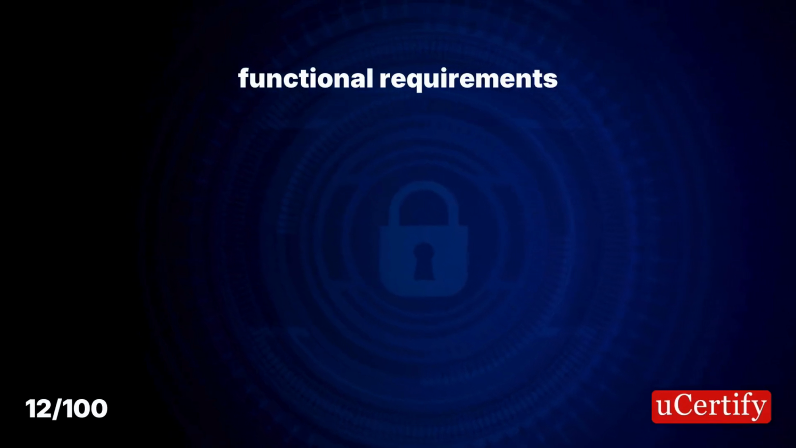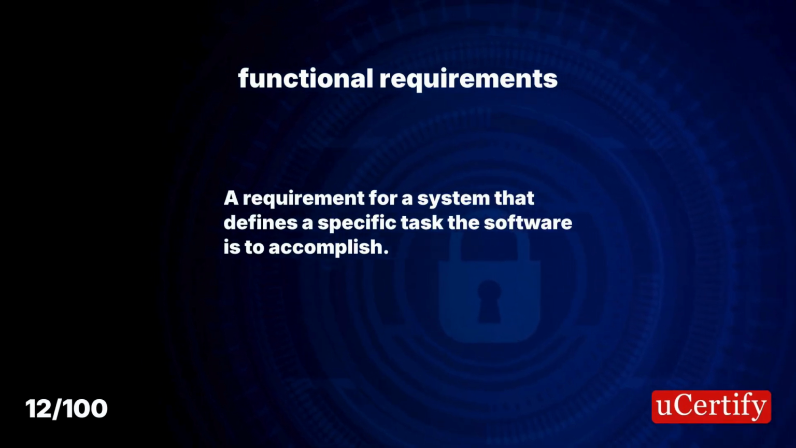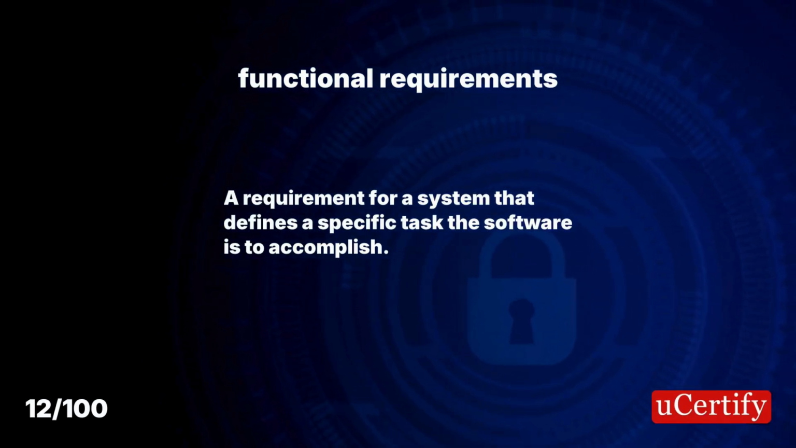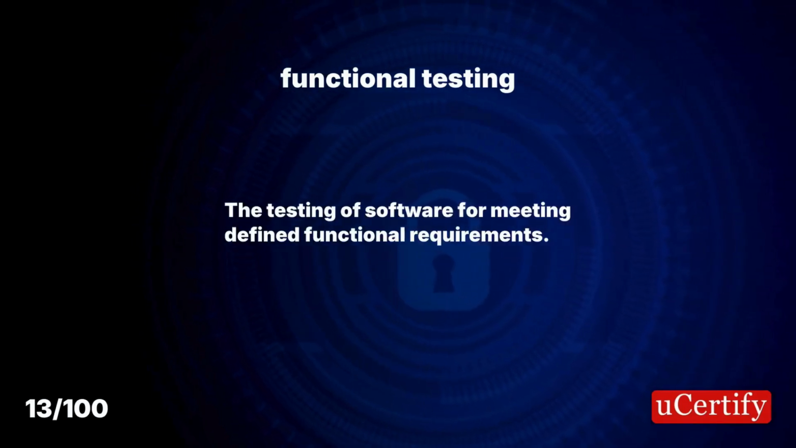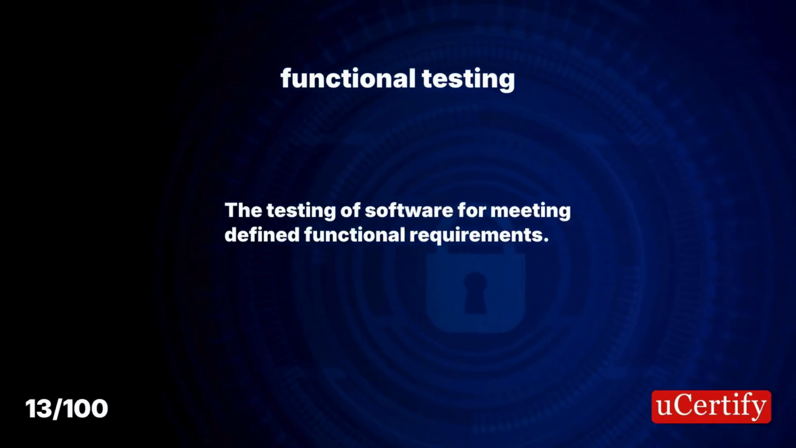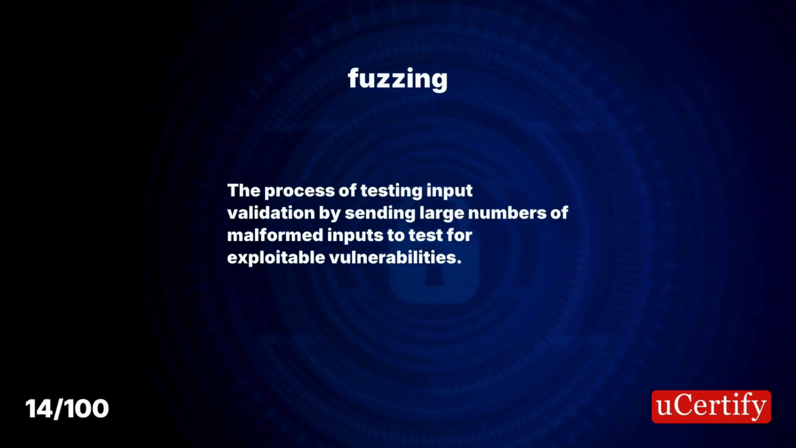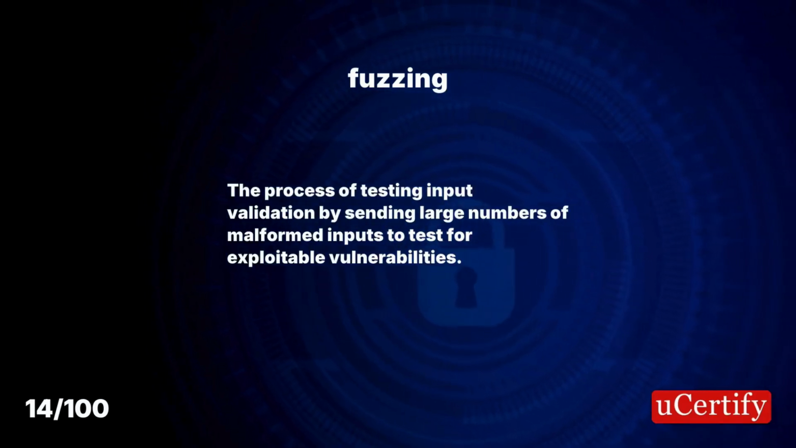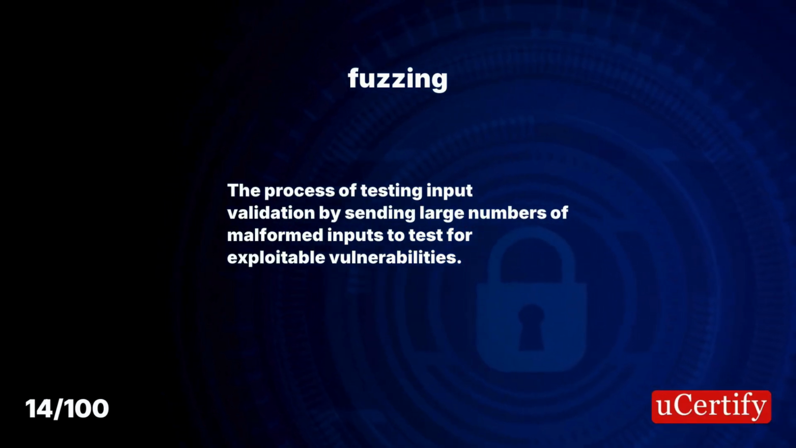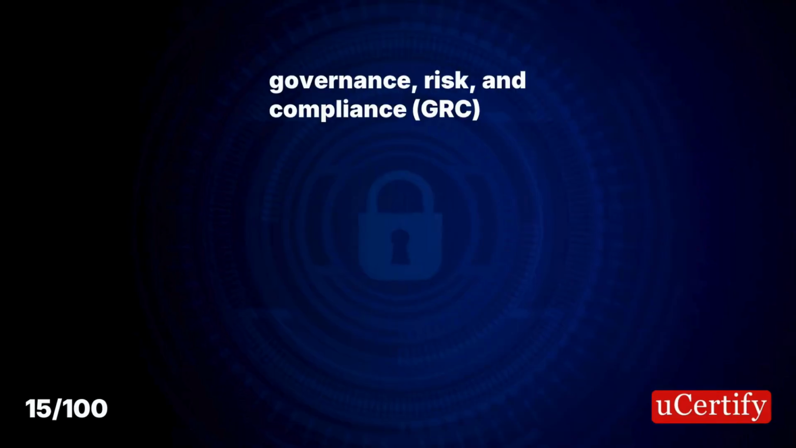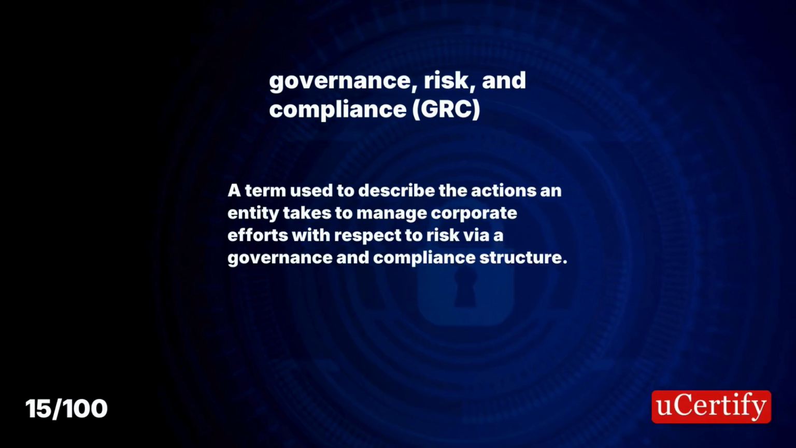Term: functional requirements. Definition: a requirement for a system that defines a specific task the software is to accomplish. Term: functional testing. Definition: the testing of software for meeting defined functional requirements. Term: fuzzing. Definition: the process of testing input validation by sending large numbers of malformed inputs to test for exploitable vulnerabilities. Term: governance, risk, and compliance, GRC.